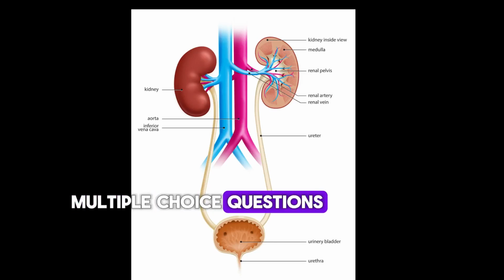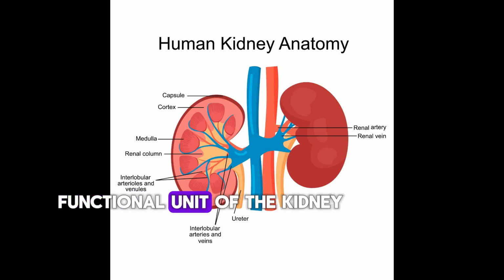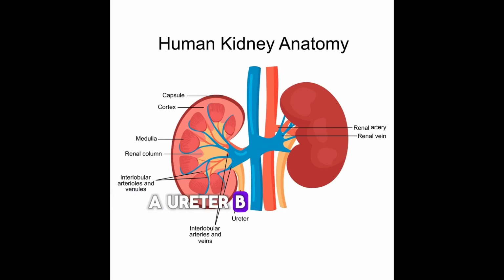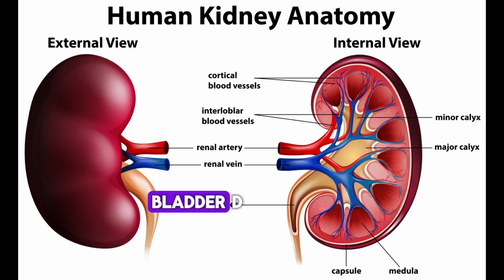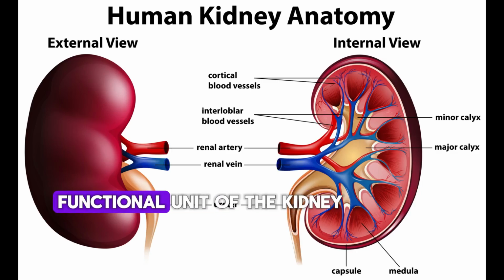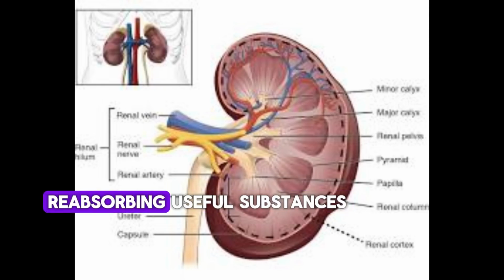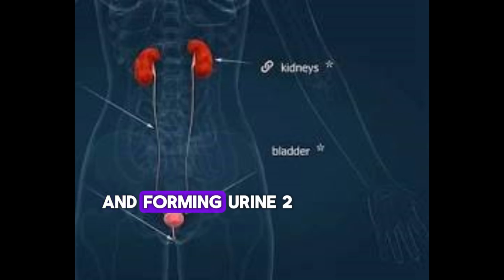Multiple choice questions (MCQs) on the human urinary system. 1. What is the main functional unit of the kidney? A. Ureter. B. Nephron. C. Bladder. D. Urethra. Answer B. Nephron. The nephron is the functional unit of the kidney responsible for filtering blood, reabsorbing useful substances, and forming urine.